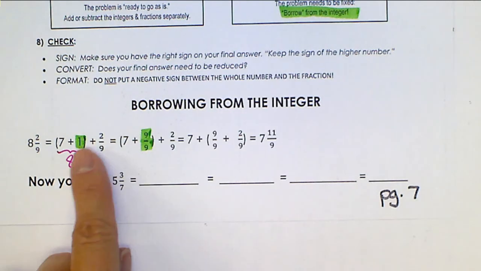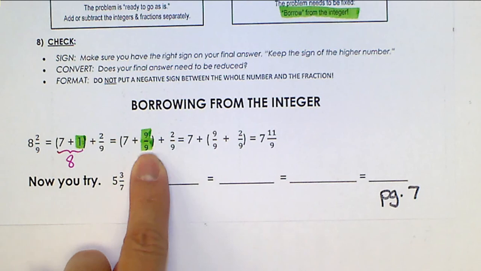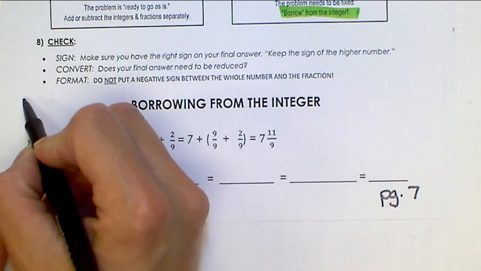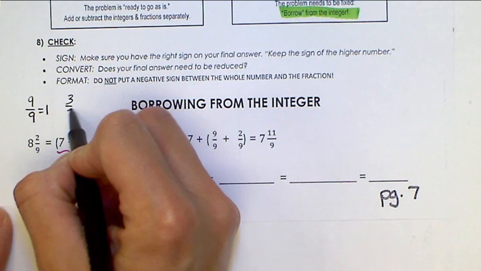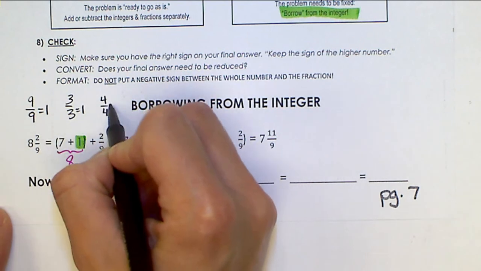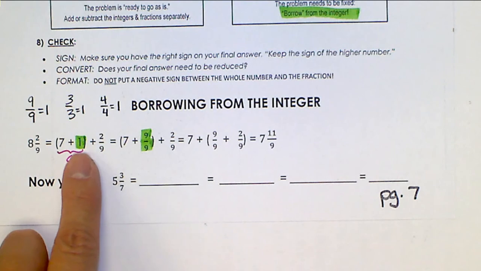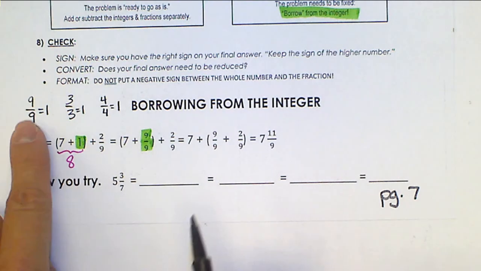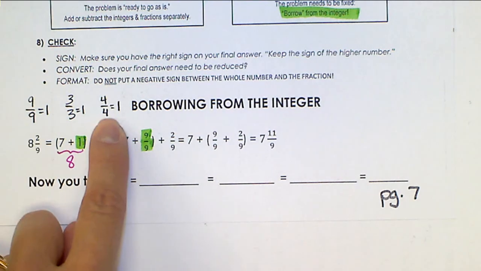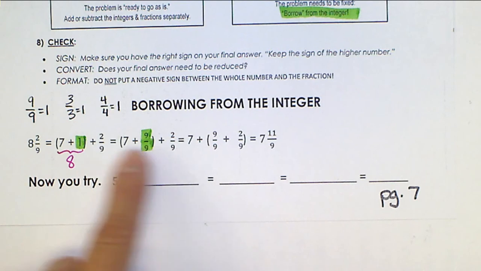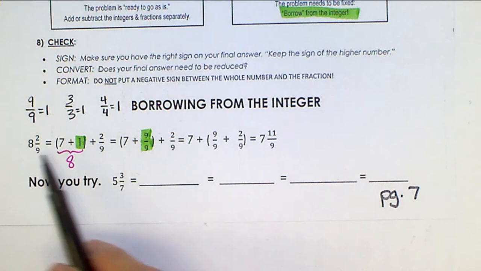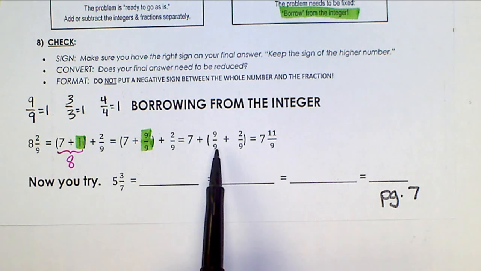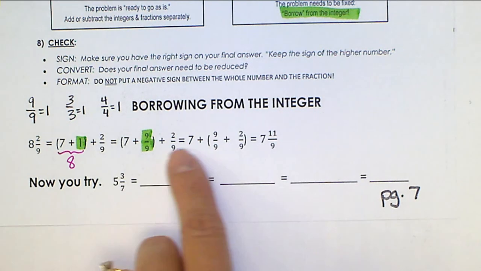This 1 is the same as 9 over 9. Remember, any number over itself, 9 over 9 is 1, 3 over 3 is 1, 4 over 4 is 1. So we can change the number 1 into any fraction we want. And this one I chose 9 over 9 because we already have a denominator of 9. So 8 and 2/9 can become 7 and 11/9. So this is kind of the long process to get there.